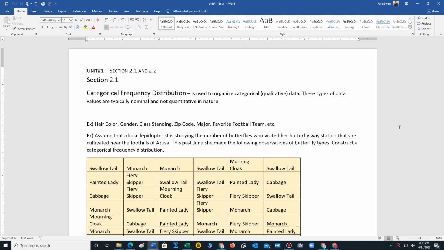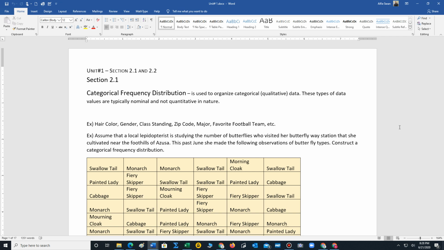It's Unit 1. These are the notes that we'll be using for our class. And we begin in Chapter 2. Chapter 2 basically states the following. A categorical frequency distribution, we're going to be using that to organize data. In this case, categorical or qualitative data. These types of data values are typically nominal and not quantitative in nature.